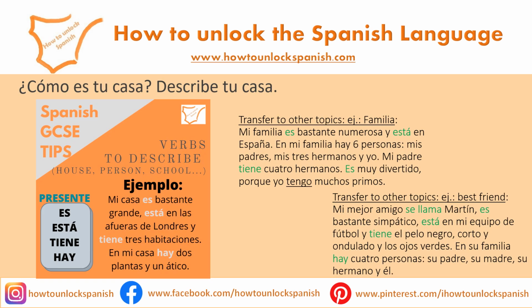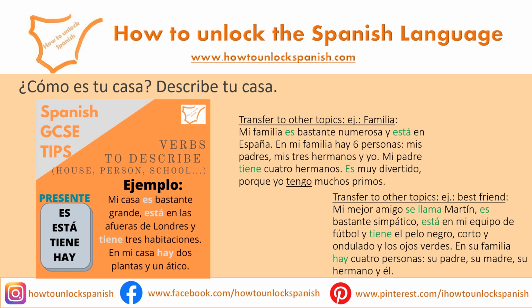So you might be asked, ¿Cómo es tu casa? This means, what is your house like? So it's similar if they say, describe tu casa, describe your house. Mi casa es bastante grande, está en las afueras de Londres y tiene 3 habitaciones. En mi casa hay 2 plantas y un ático.